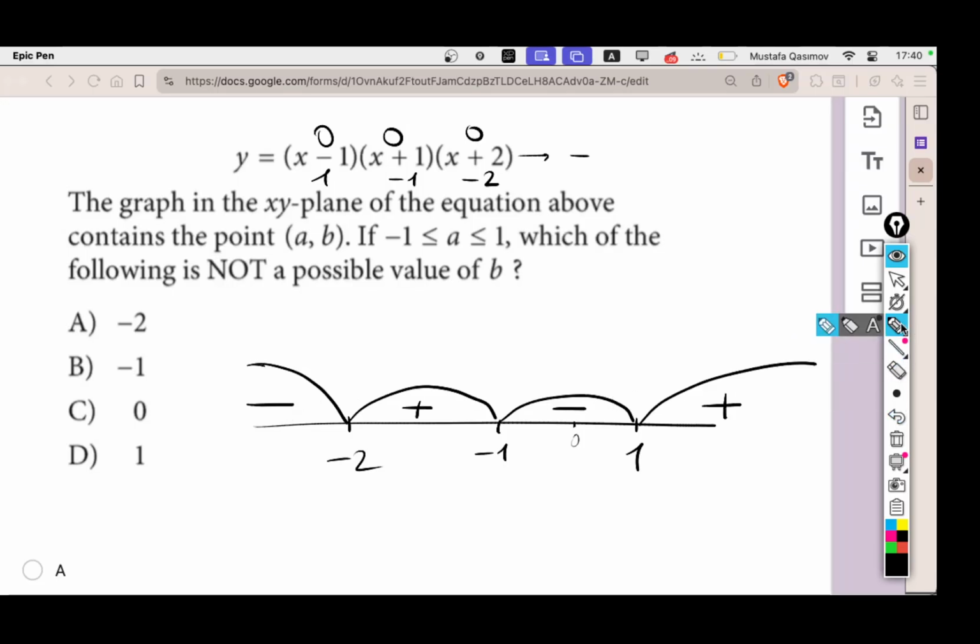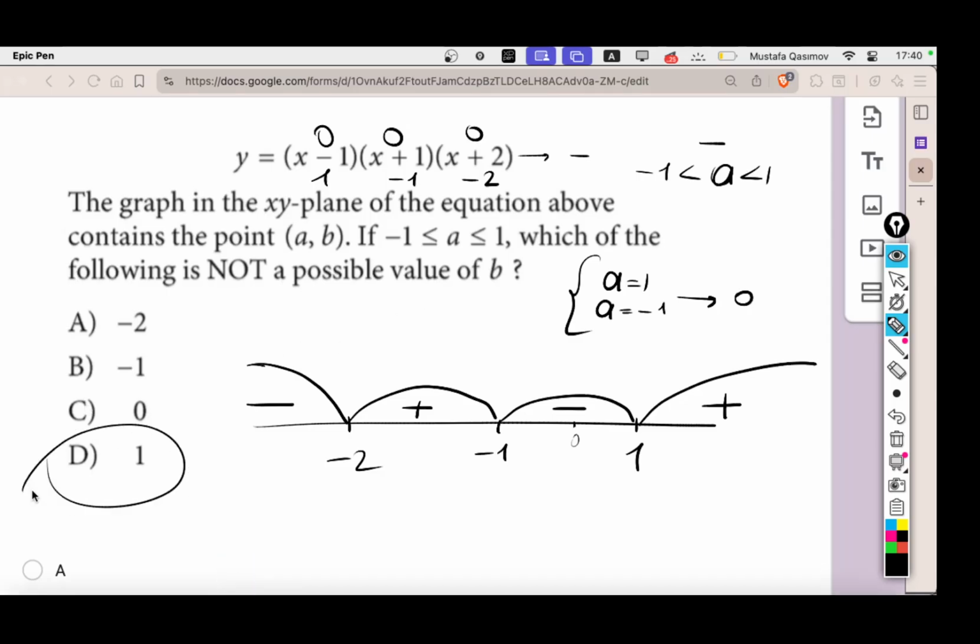After that, we can tell like this. When a is equal to positive 1 and -1, we can say that it will result in 0. When a is between 1 and -1, it is negative, right? So it cannot be positive, so the answer is D. Any question? No.